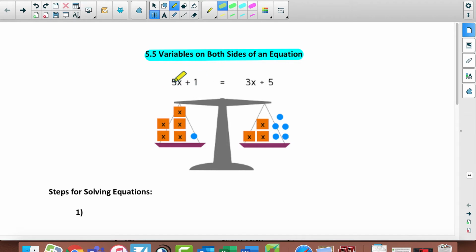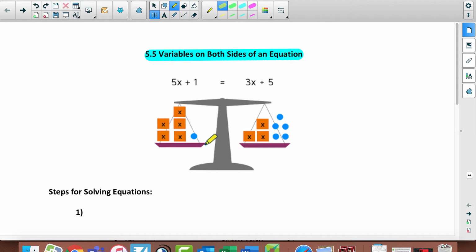So hopefully you can make sense of this. It says 5x, and on the side we have 1, 2, 3, 4, 5 x's, and we have plus 1, and this little blue one represents 1. On this side we have 3x, 1, 2, 3 x's, and 5, so you have 5 of those blue ones.